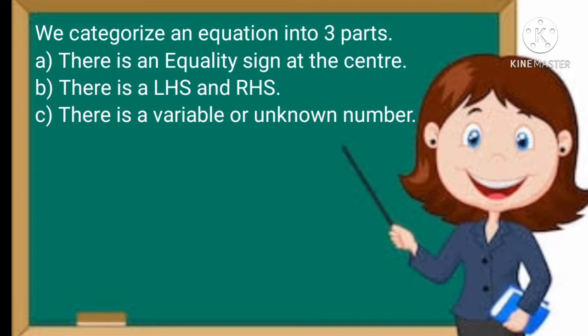We categorize an equation into three parts. First, there is an equality sign at the center. Second, there is a left-hand side and a right-hand side. Third, there is a variable or unknown number.